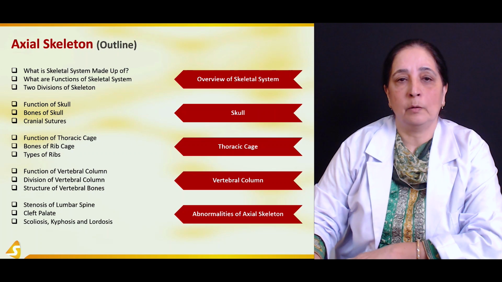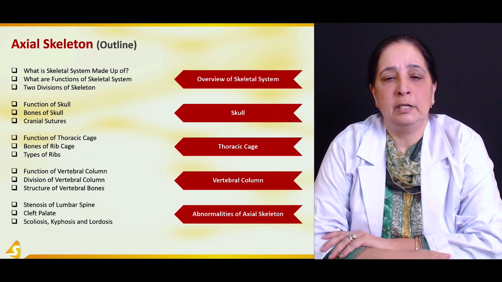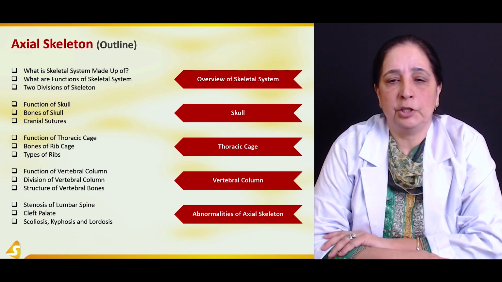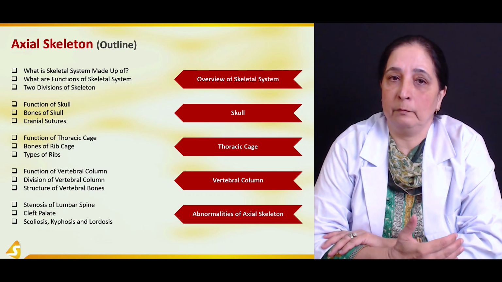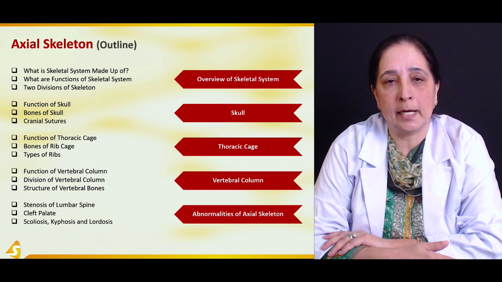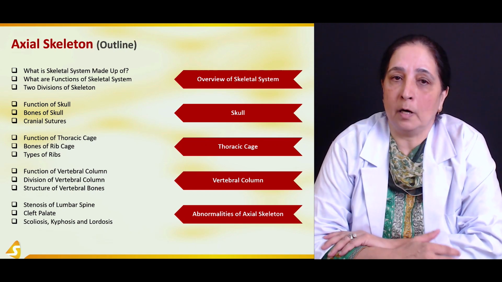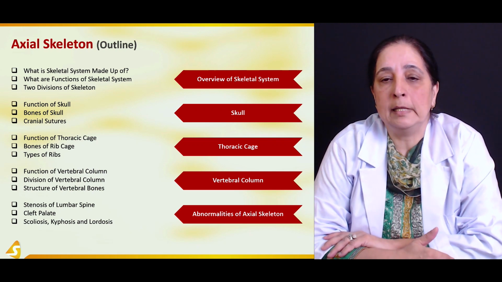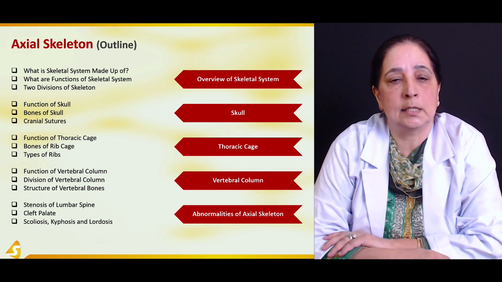Our today's topic is axial skeleton, and we divided this topic into 5 sections. In the first section, we will cover overview of the skeletal system. We will talk in detail about the axial skeleton, but the axial skeleton is part of the generalized skeletal system of the body. So to cover that, we first should know about the basics of the skeletal system.